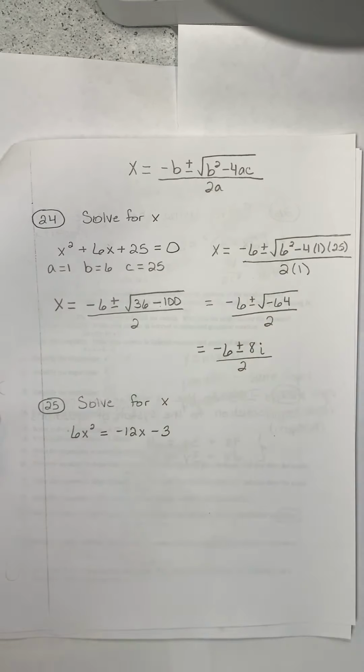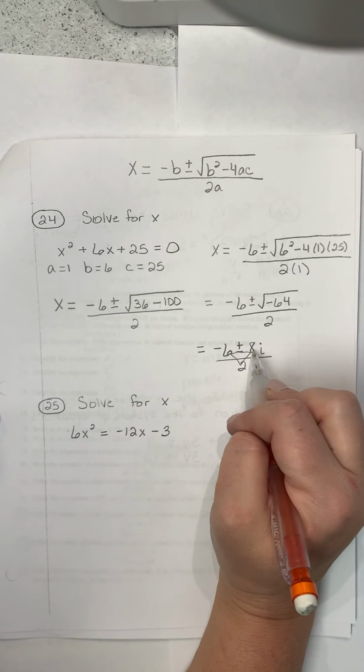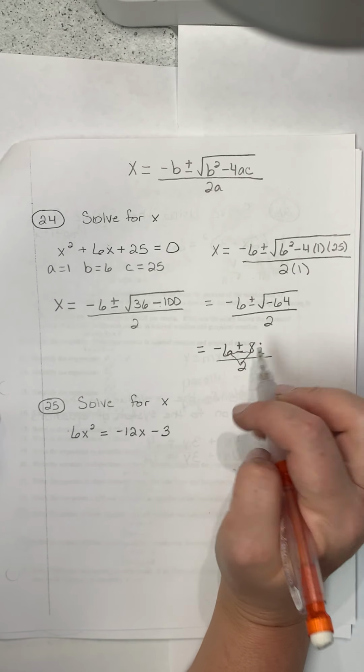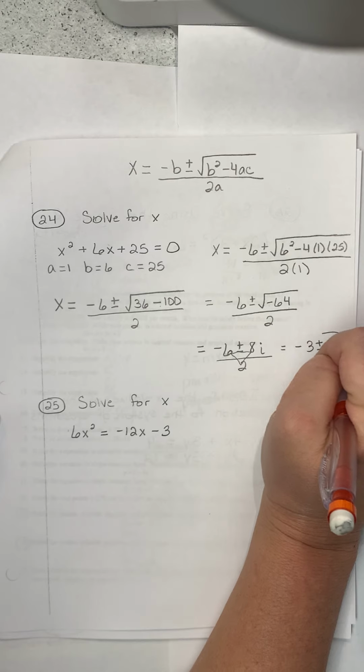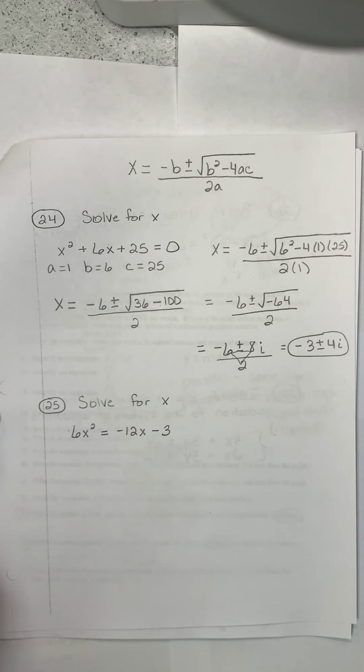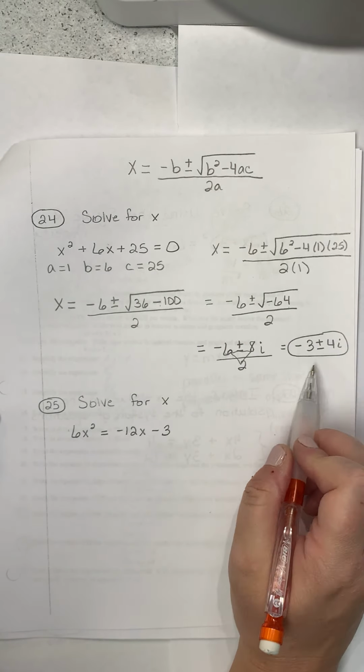Okay, so hopefully you all got that step. Now, I see the triangle where every point can be divided by a 2. If I divide every point by a 2, I get -3 plus or minus 4i because it's all over 1. And there's my answer. Okay. All right, let's try this one.